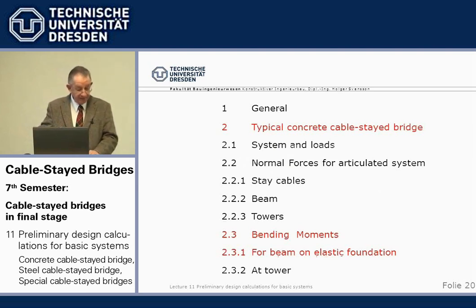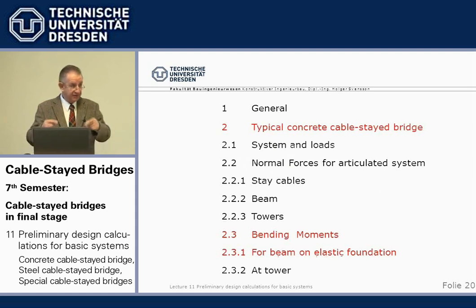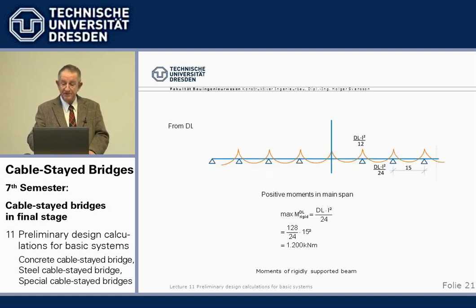Now we come to the calculation of the beam moments, tower moments. That's the second important step, sizing the beam. There we use a different approximation. Naturally, we cannot use an articulated system, a beam with hinges. I mean, we need the true beam stiffness.